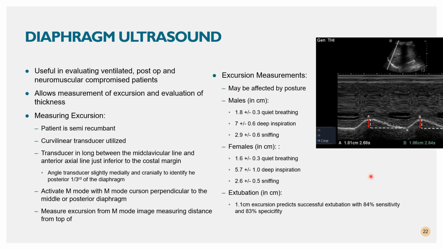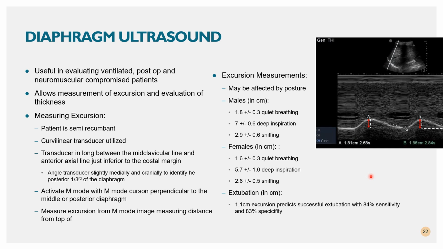So in a male, if that excursion is 1.8 plus or minus 0.3 centimeters during quiet breathing, that would be normal. Anything less than that would be abnormal. It should be up to 7 with deep inspiration, and then 2.9 with a good sniff. All of those would be the normals you're looking for. In females, it's going to be a little bit less, so 1.6 for quiet breathing, 5.7 for deep inspiration, and 2.6 for sniffing.